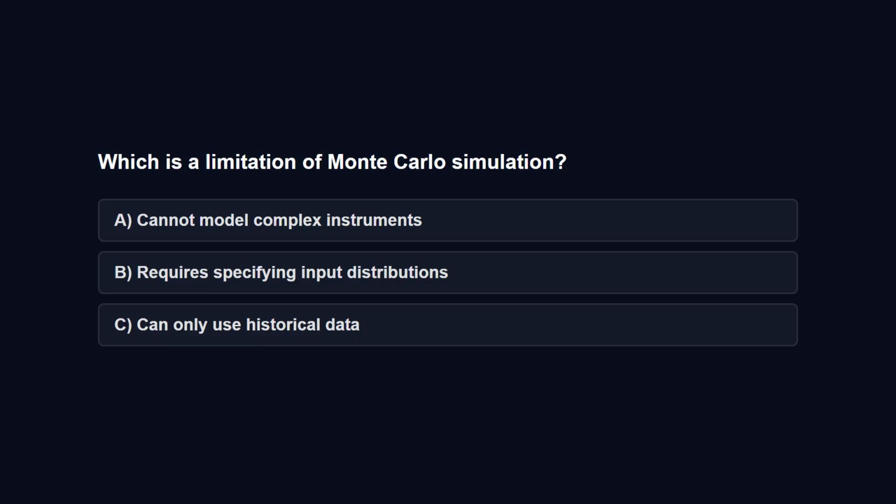Monte Carlo requires you to specify the distributions of all input variables. If you assume returns are normal when they are actually fat-tailed, the simulation results will underestimate tail risk. The output is only as good as the assumed distributions.